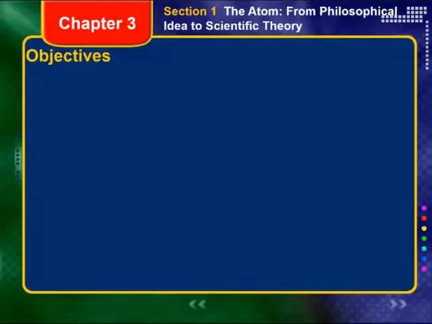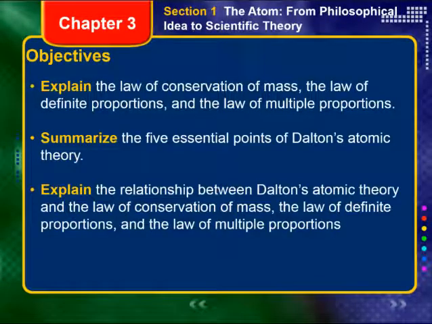As far as what I want you to be able to do at the end of this video: explain the law of conservation of mass, the law of definite proportions, and the law of multiple proportions. These are some fundamental laws of the natural universe. Summarize the 5 essential points of Dalton's atomic theory, and then explain the relationship between Dalton's atomic theory and the law of conservation of mass, the law of definite proportions, and the law of multiple proportions.